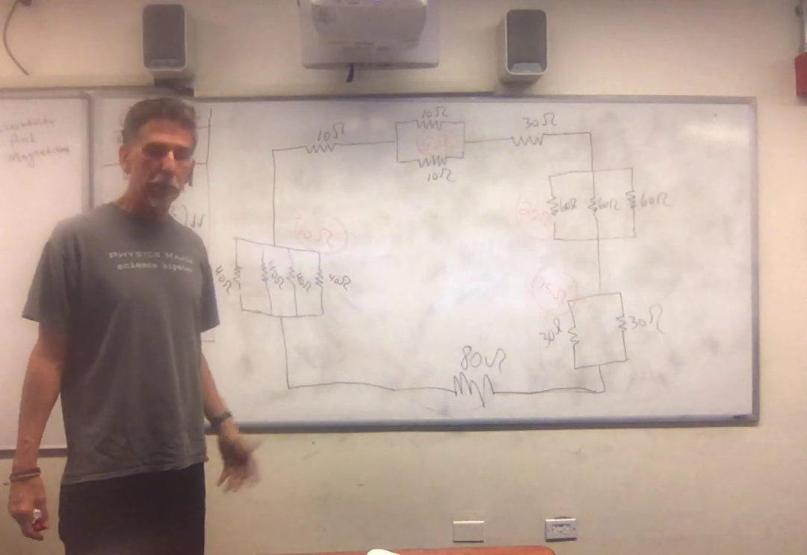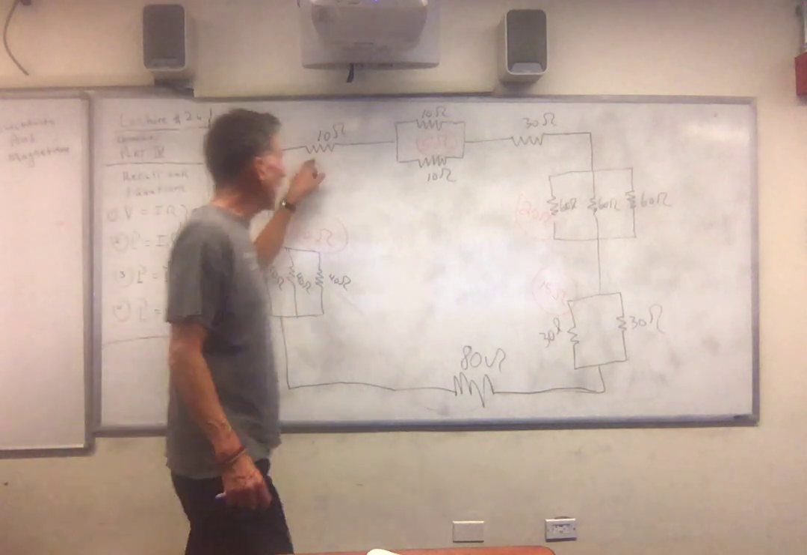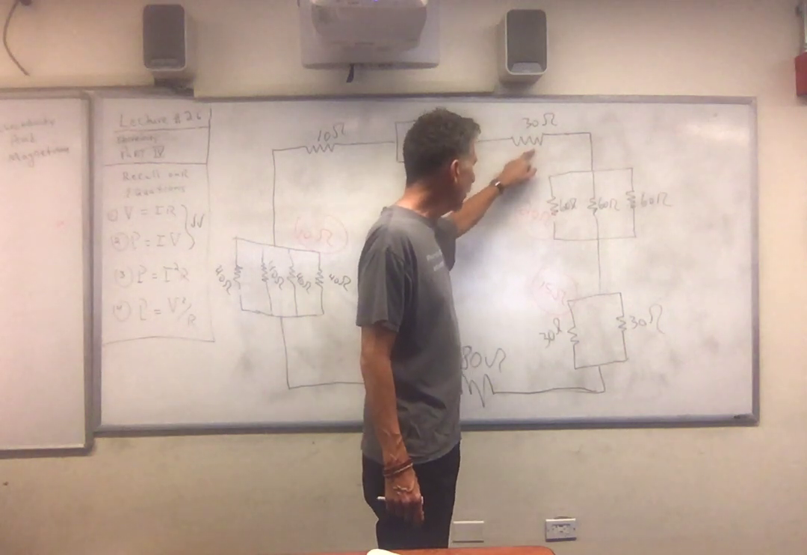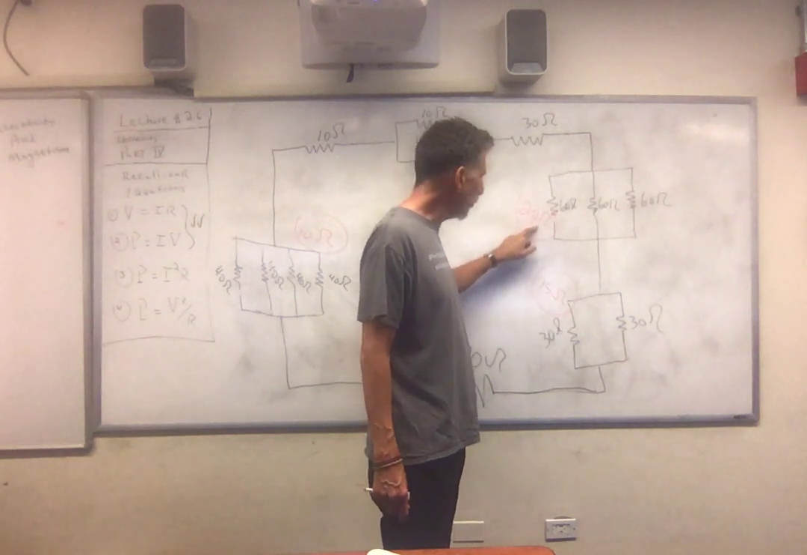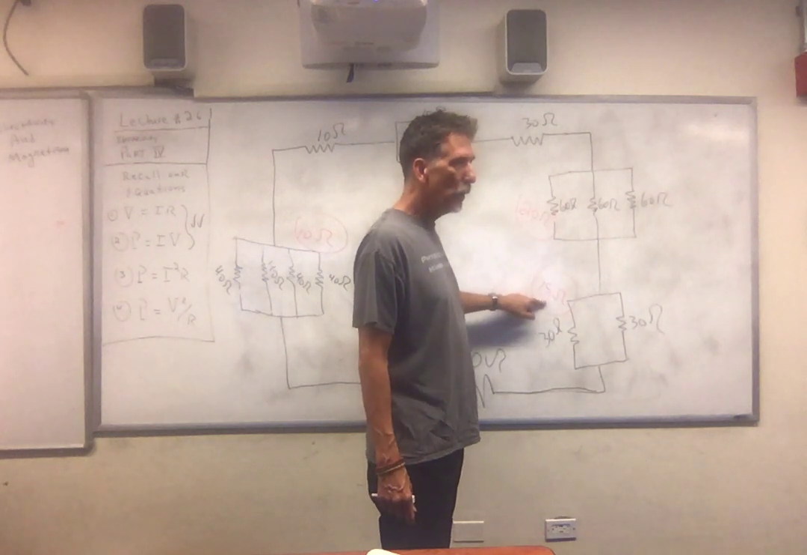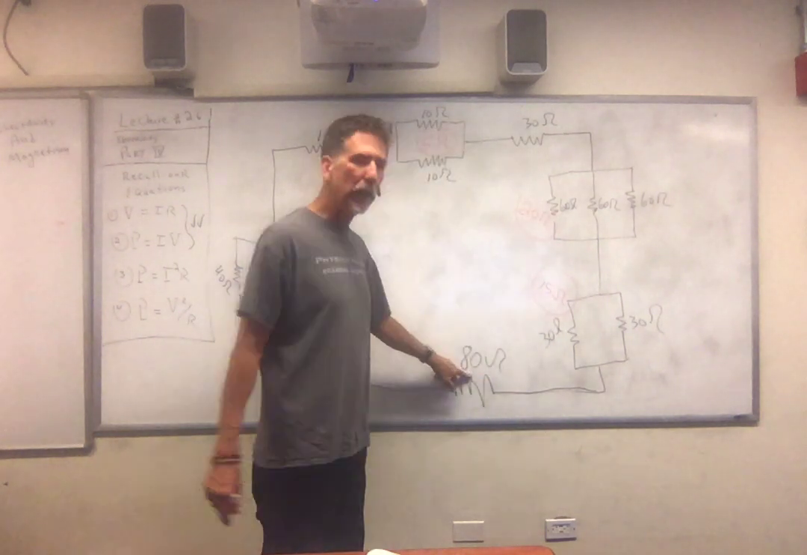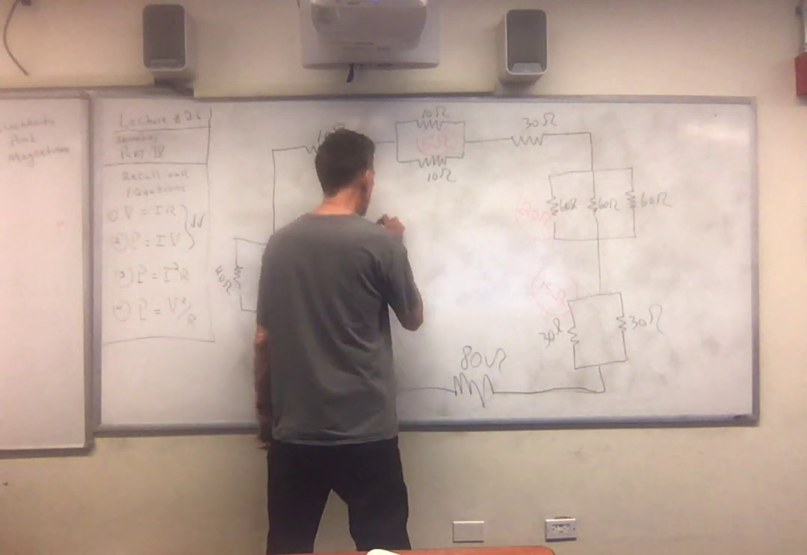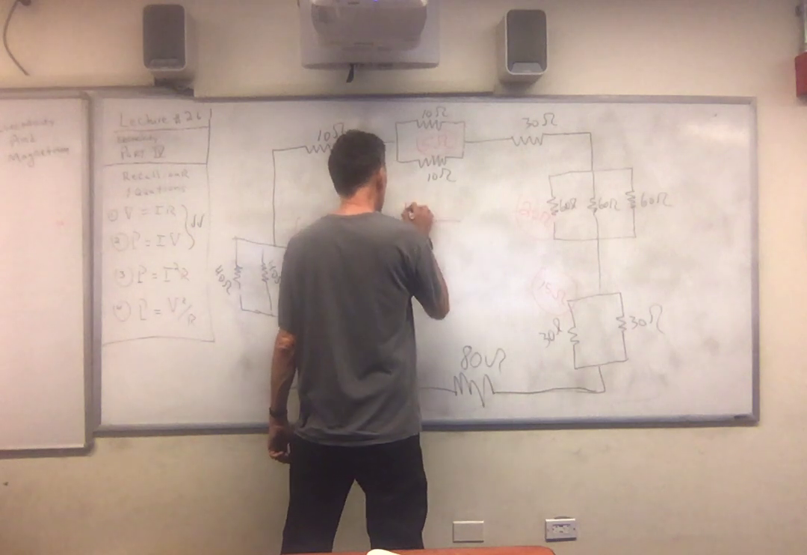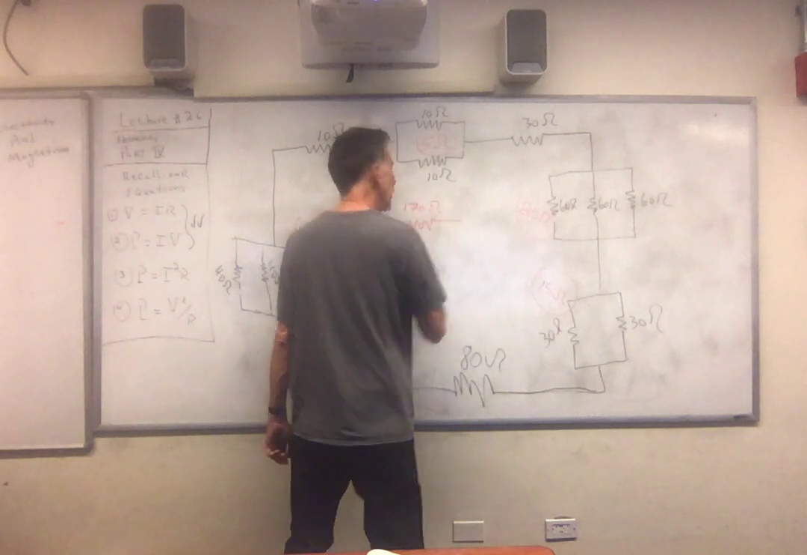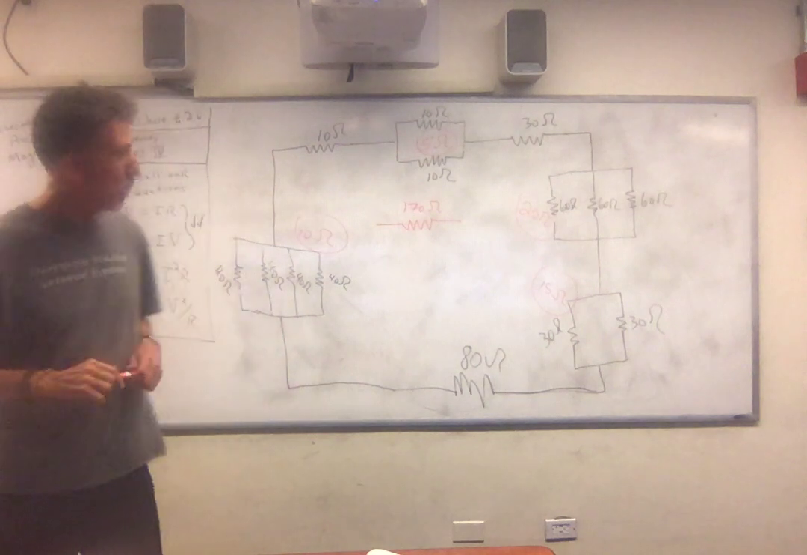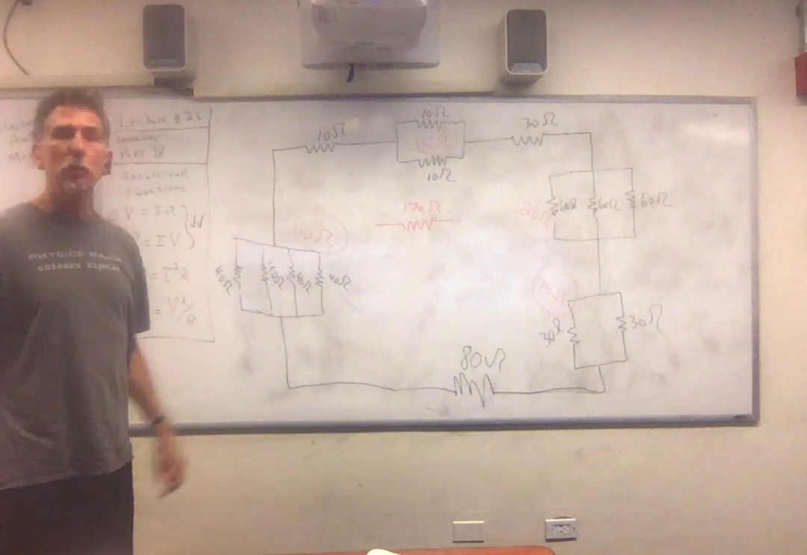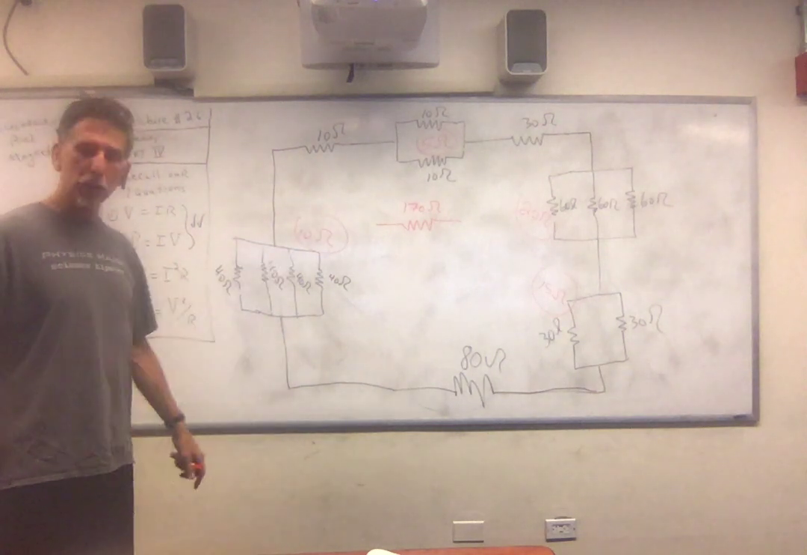So what's our rule for series? Our rule is just add them. 10 plus 5 is 15, plus 30 is 45, plus 20, 65, plus 15, 80, plus 80 is 160, plus 10, 170. So this whole thing is equal to one resistor of 170 ohms, if I didn't make a mistake. Okay? So that whole circuit is equal to one resistor equal to 170 ohms. So R equivalent is 170.